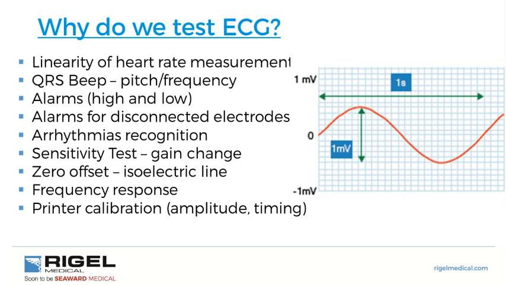We're looking at printer calibration, amplitude and timing. So you see a graph on the screen there which has amplitude and has the timing of the actual graph itself. So we can output square waves, sine waves, triangle, dependent on what the service manual is asking for with the patient monitor or ECG monitor.